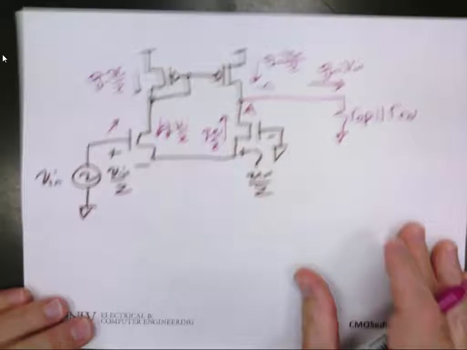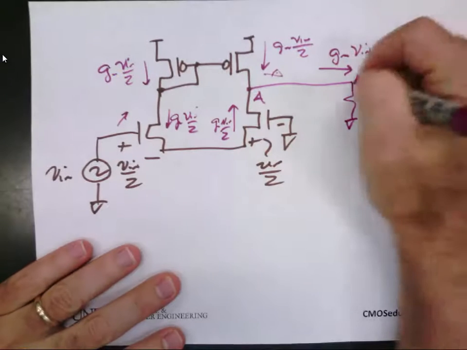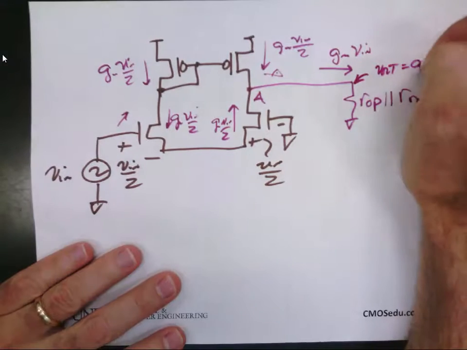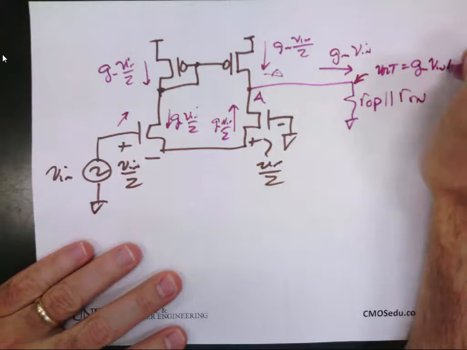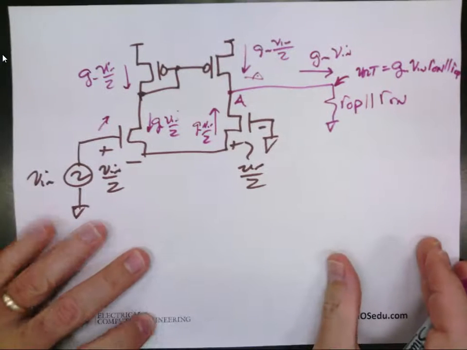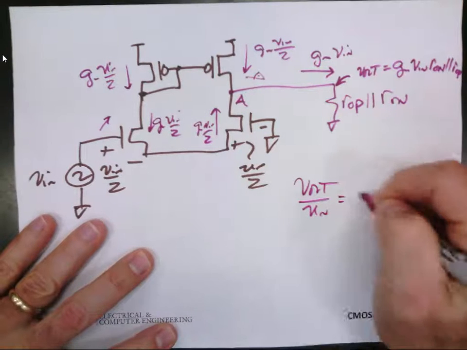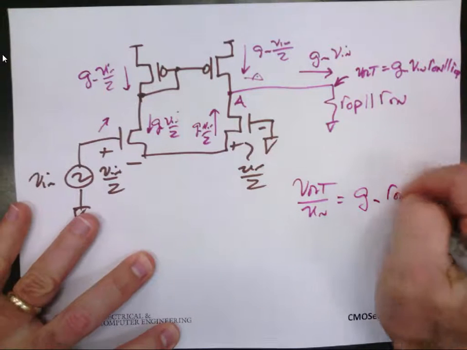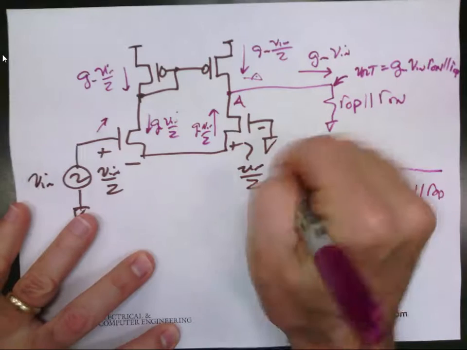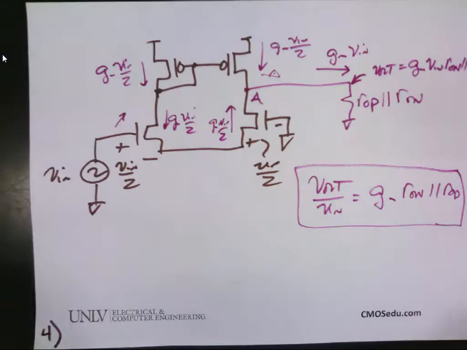Anybody not follow that? And so this will be Vout is equal to Gm Vn times RON in parallel with ROP. Or Vout over Vn equals Gm times RON in parallel with ROP. We've just done AC.